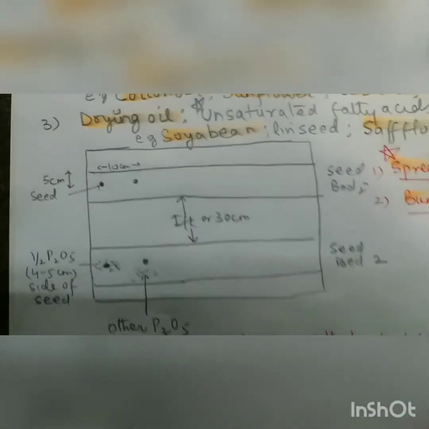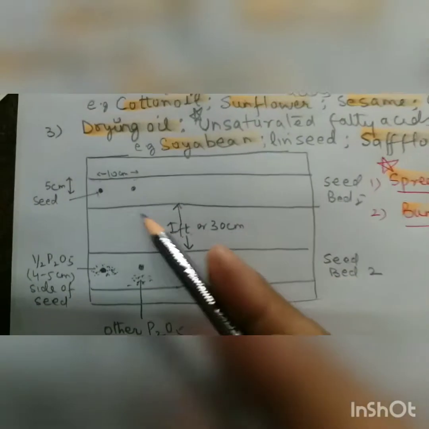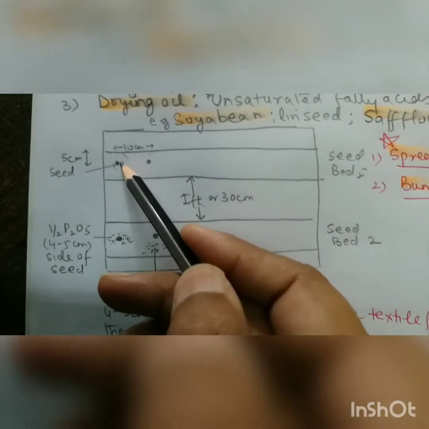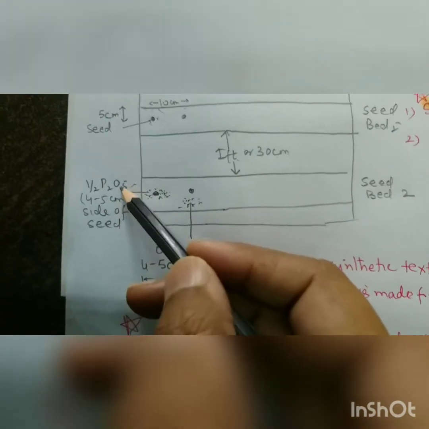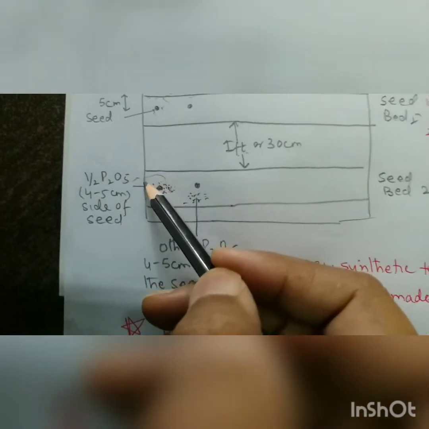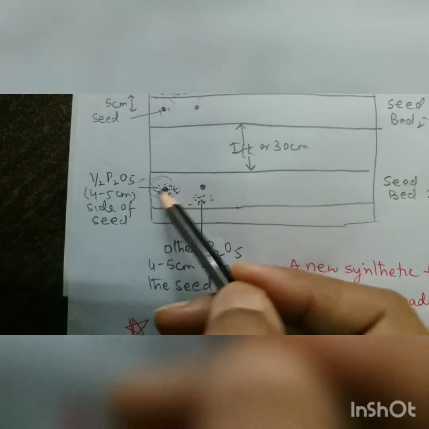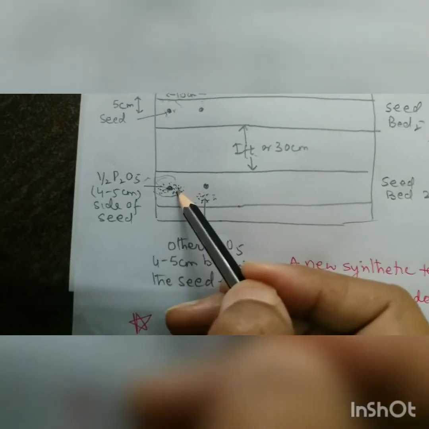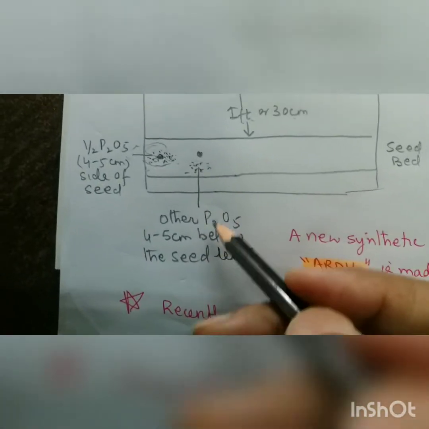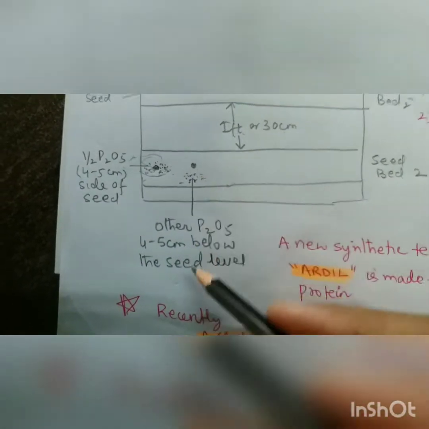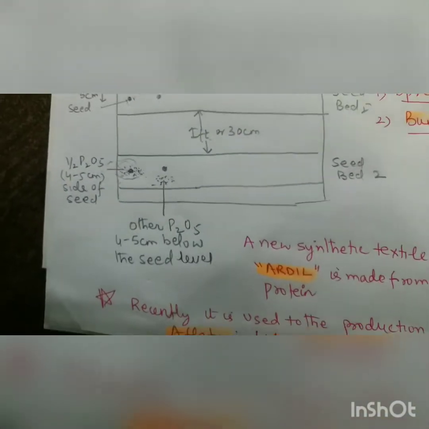And here we should know this fact: when the seed is sown 5 centimeter below the earth, then the P2O5, which is superphosphate we are using, half of it is placed around both sides of the seed, 4 to 5 centimeter, because it is 5 centimeter, and the other half is 4 to 5 centimeter below, meaning approximately 9 to 10 centimeter below the earth. So this is the process of how we give it.